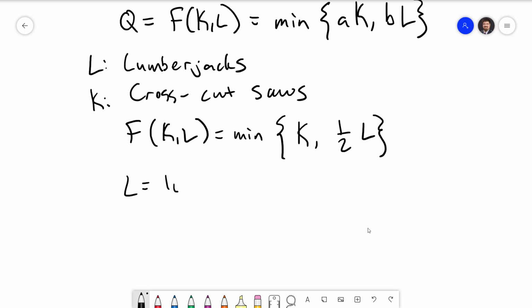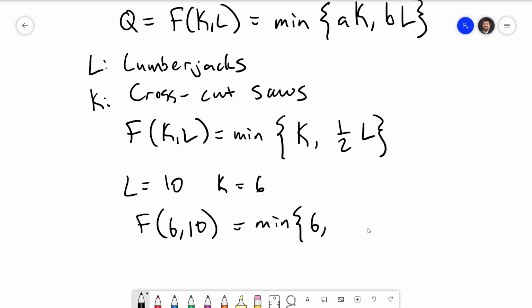Suppose we have 10 lumberjacks and 6 saws. Plugging this in, we get F of 6 and 10, which is the minimum of K, which is 6, and 1/2 L, which is 5. To use the min function, we take the lower of the two, so we're going to be able to cut 5 logs. This means that that 6th saw was completely useless here, didn't do anything.